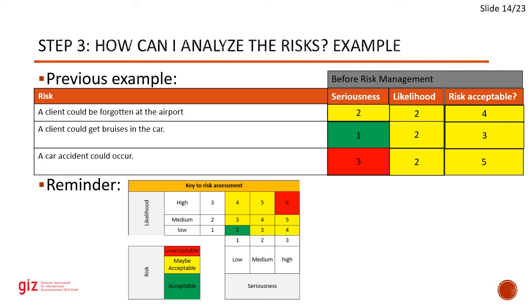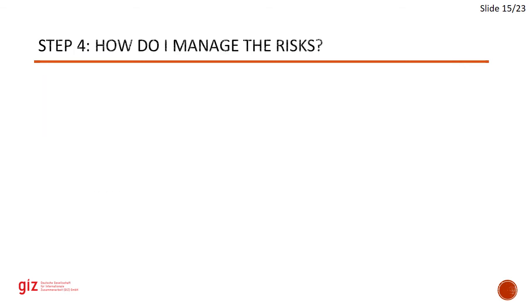Now it's important to note that these values might all be different in your own countries and tours. This is just an example of a risk assessment of a fictional tour operator in some country. Let's turn to step 4. How do I manage the risks? We will talk more about ways to manage the risks in course 3. In the next few slides, we will just talk about how managing the risk is connected to your risk assessment.